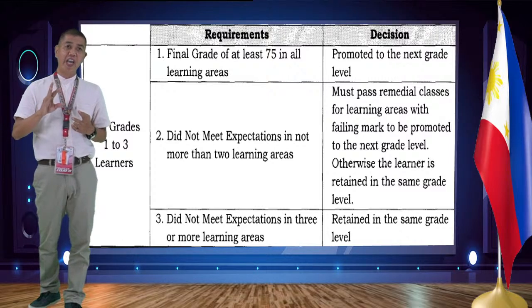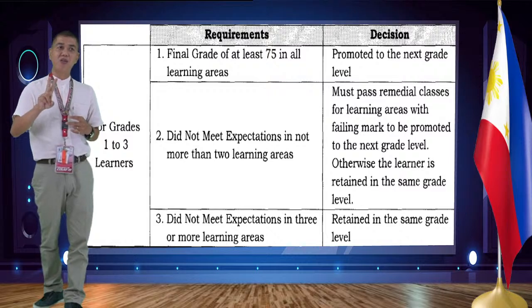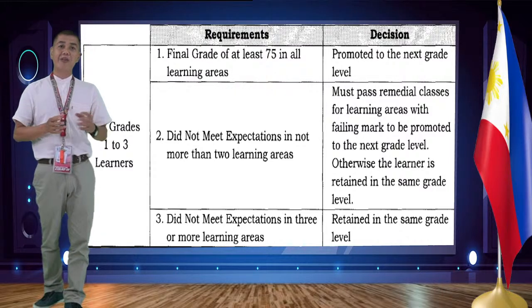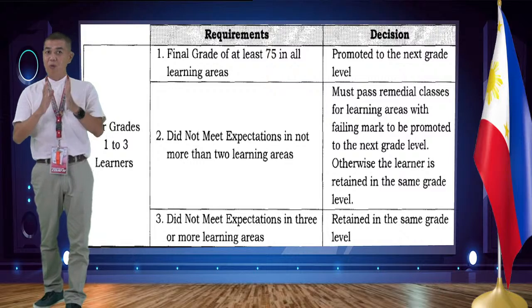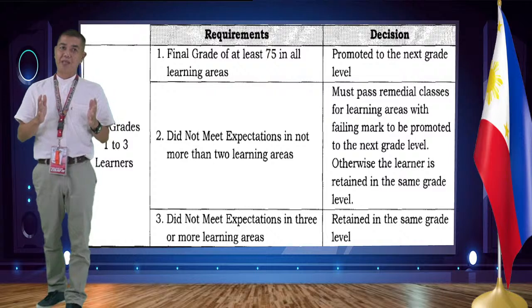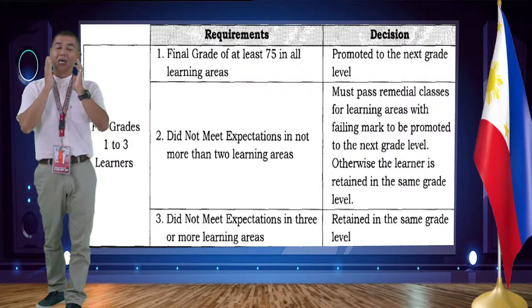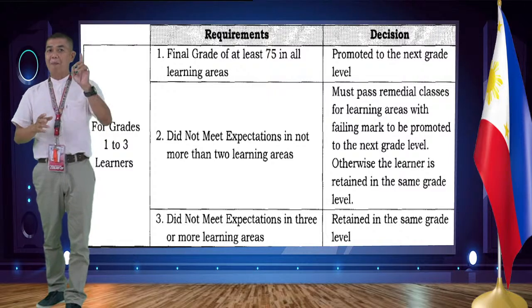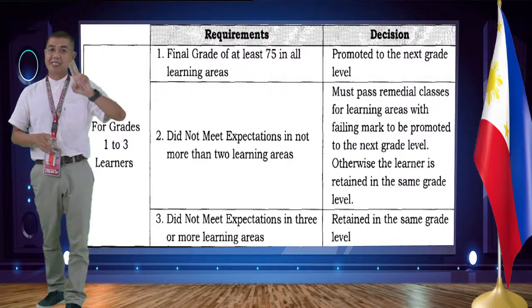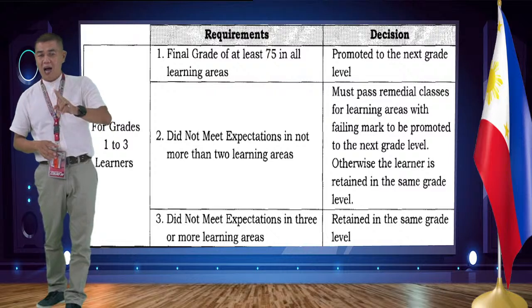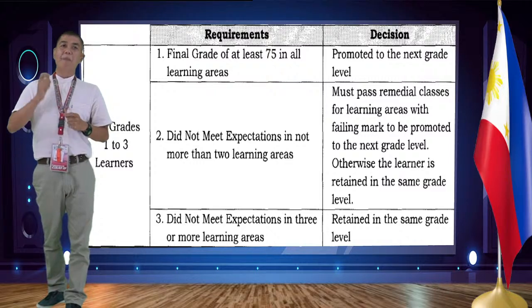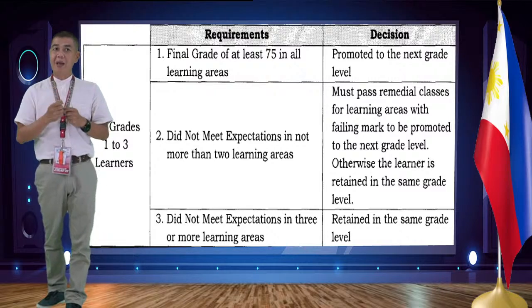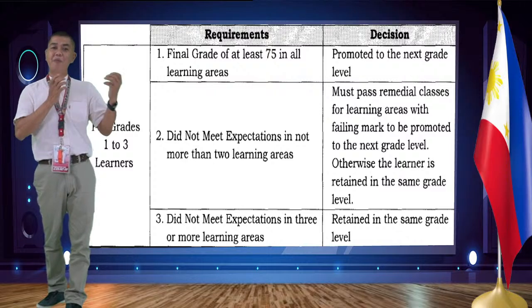But the third is, if one or two learning areas are failed or did not meet expectations, the learner must pass remedial classes for the learning area to be promoted to the next grade level. Otherwise, the learner is retained in the same grade level. So, klaro po yan. Dito po maraming problema we encountered. This is what we discussed in the school forms, the certificate of pre-computed grade. So, kung may isa o dalawang learning areas na bagsak, immediately after we find it out, we will give remedial classes and pass. But otherwise, the learner is retained. So pag hindi pa rin pumasa ang bata, then retain siya on the same grade level.